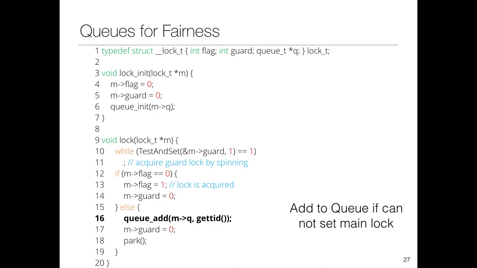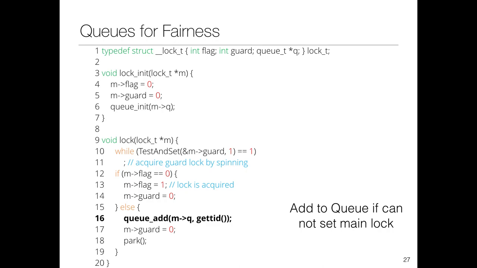Okay, so the key idea is we acquire the guard lock, which means that we can modify the flag and the queue. So we firstly get hold of the guard lock. If we get the guard lock, we see if the flag is set or not. If the flag is unset, this particular thread can set the flag and acquire the lock. But if the flag is already equal to 1, some other thread holds a lock. By lock, I mean has the set flag.